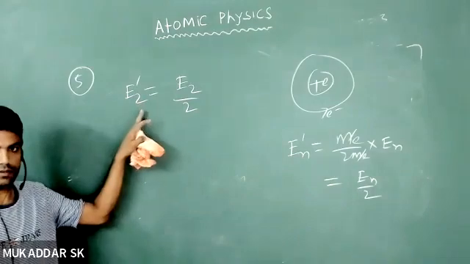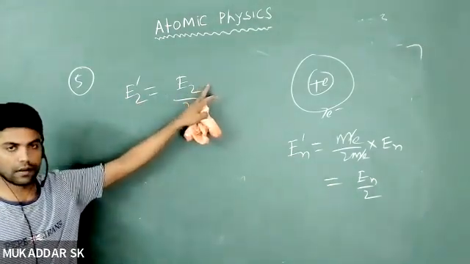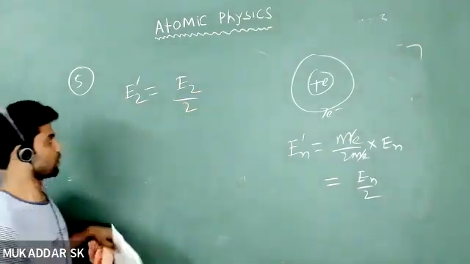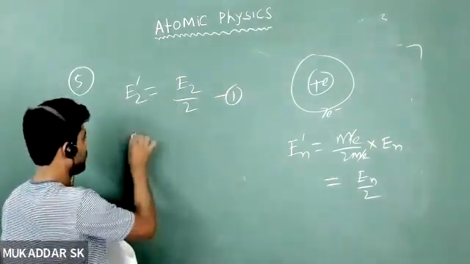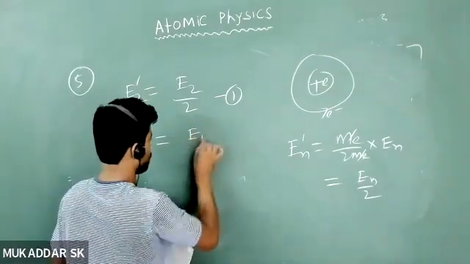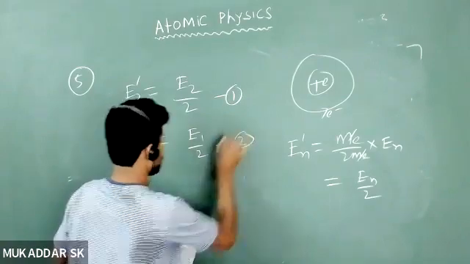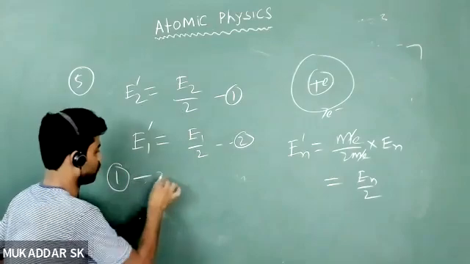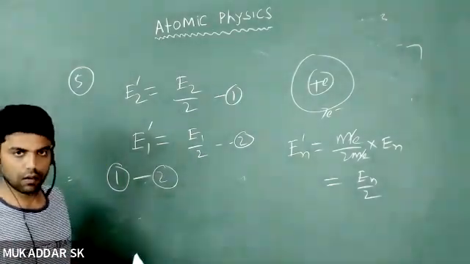If you calculate E2 dash, that will be the energy of the hydrogen atom at the first excited state divided by 2. First I am calculating the energy of the positronium system for the first excited state. First excited state means n equals 2, and that will be nothing but the energy of the electron at the first excited state of the hydrogen atom divided by 2. Suppose this is equation number 1. Similarly, for the ground state it will be E1 dash, which is E1 by 2, and let us take this as equation number 2. If you subtract equation 1 from equation 2, you will get the answer to that question.